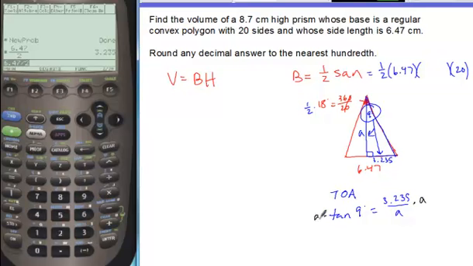So if we multiply both sides by A to get it out of the denominator, divide by tan of 9 degrees to get A completely alone, and that is our value that we can plug in right here. So 3.235 over tan of 9 degrees. And so now if we calculate this whole value, that'll give us our area of the base.